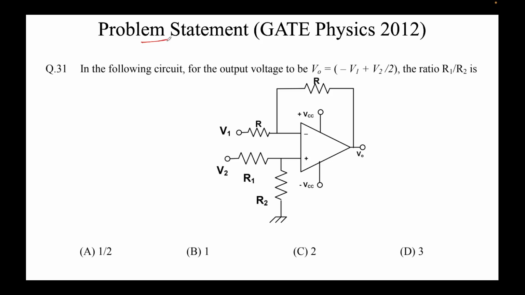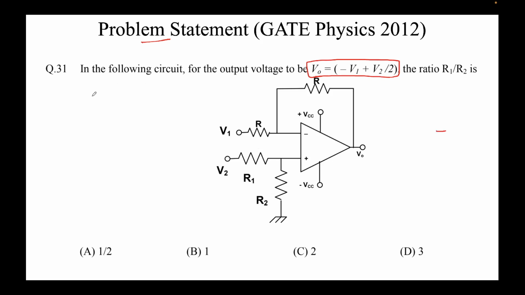The problem from GATE Physics 2012 reads as follows. In the following circuit, for the output voltage to be V0 equal to minus V1 plus V2 by 2, the ratio R1 over R2 is, and the four options are given as half, 1, 2 and 3.